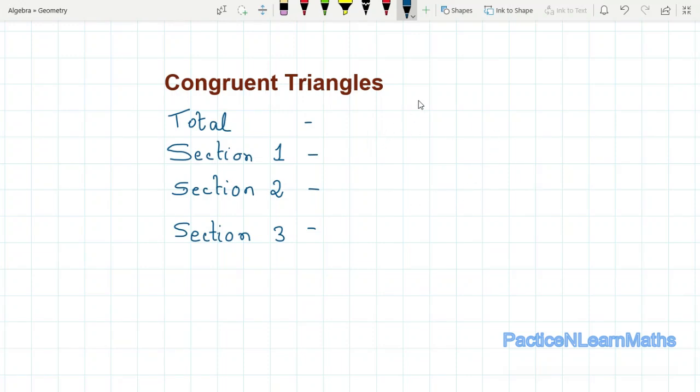Hello, my dear learners. I'm back with another topic in geometry. This time you will learn congruent triangles and its conditions for congruency. If you follow this video, then by the end of this video, I can assure you that you will come to know these different conditions for congruency of triangles and also how to use them to solve the problems.